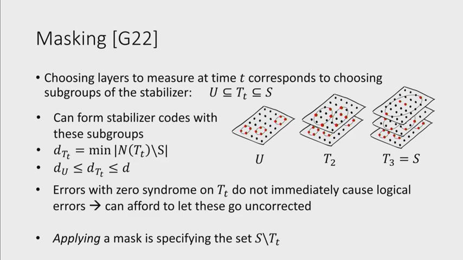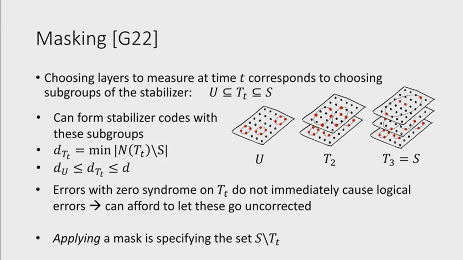So to more formally represent the stacked model, we use this idea of masking, which was recently introduced. And essentially the idea is that when we separate the generators into layers, what we're doing is choosing subgroups of the generators of the full stabilizer, and this is what constitutes the stacks. As these subgroups form stabilizer codes in their own right, we can define distances for each of them, where the distance of some stack at time t is just the minimum weight operator of the normalizer of the subgroup minus the full stabilizer group.